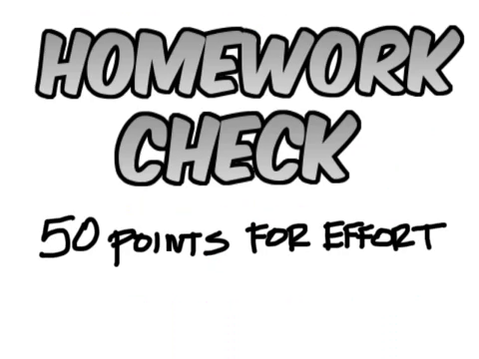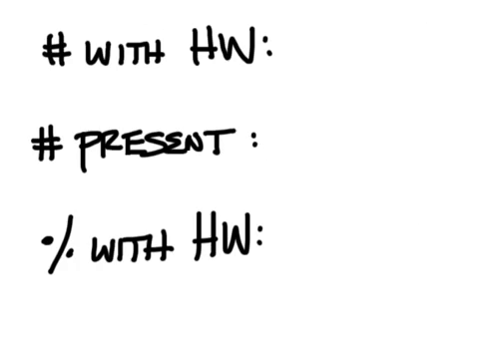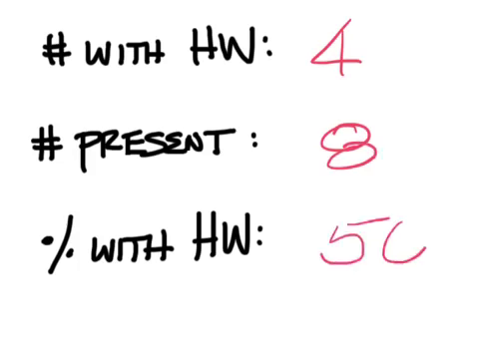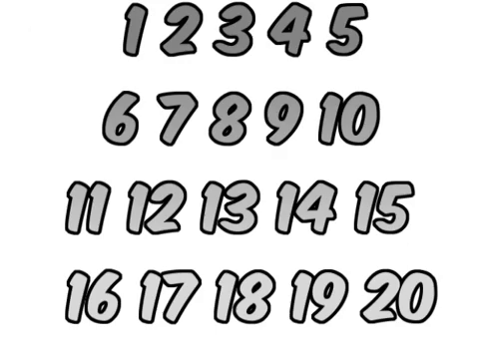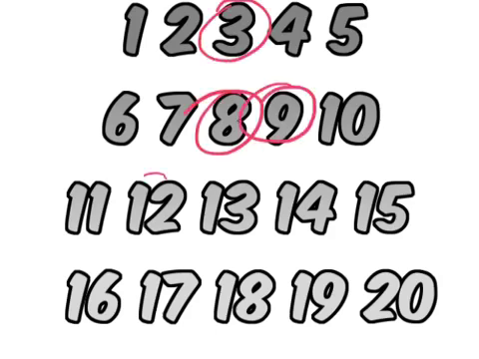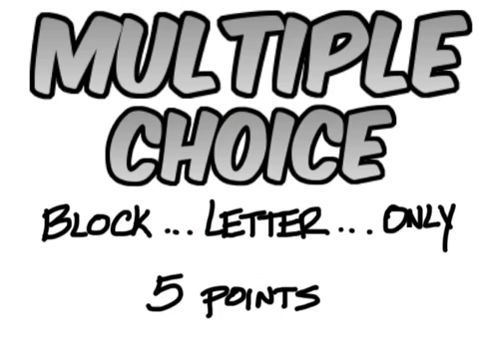Homework check. We ended up with 4 out of 8, which is 50%. That means that the ones with homework can pick 2 numbers for the lottery today. The winning numbers today are 3, 8, 9, 12, and 18. Block letter only.